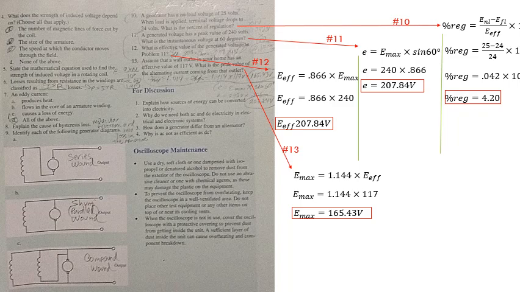Finally, question 13. Assume that a wall outlet in your home has an effective value of 117 volts. What is the peak value of the alternating current coming from that outlet? For this, we use the formula shown. E max equals 1.414 times E effective, which is 1.414 times 117 volts in this case, which is 165.43 volts.